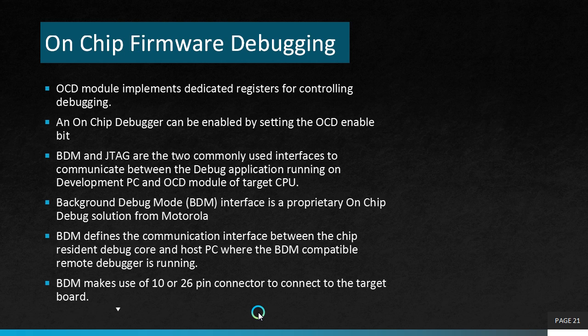BDM and JTAG are the two commonly used interfaces to communicate between the debug application running on development PC and OCD module of target CPU. Background debug mode, that is BDM interface, is a proprietary on-chip debug solution for Motorola. BDM defines the communication interface between the chip resident debug core and host PC where the BDM compatible remote debugger is running. The BDM makes use of 10 or 26 pin connector to connect to the target board.